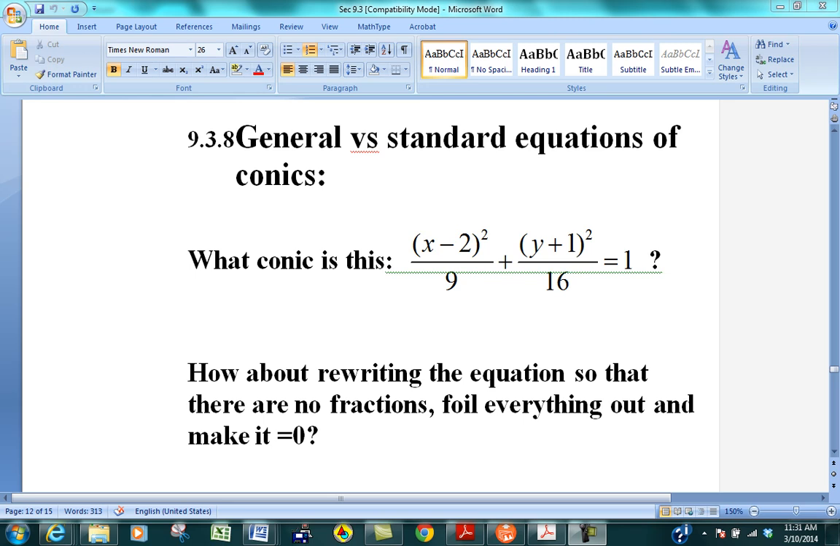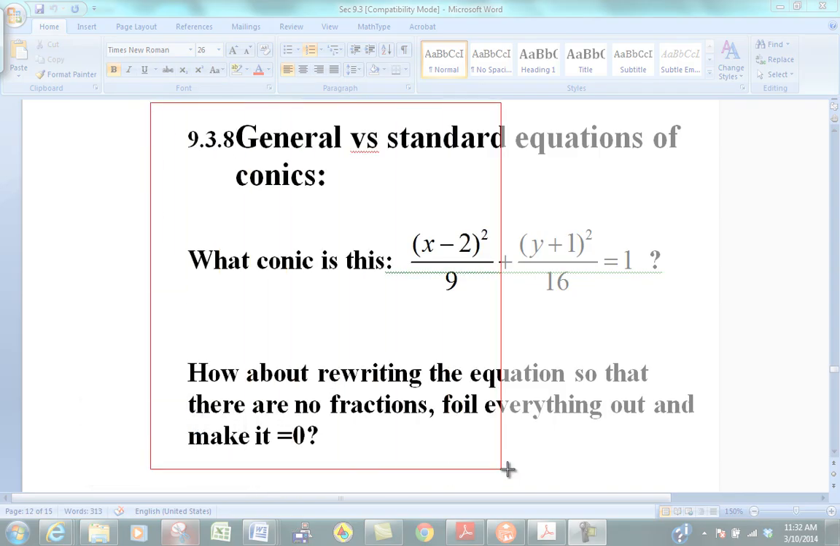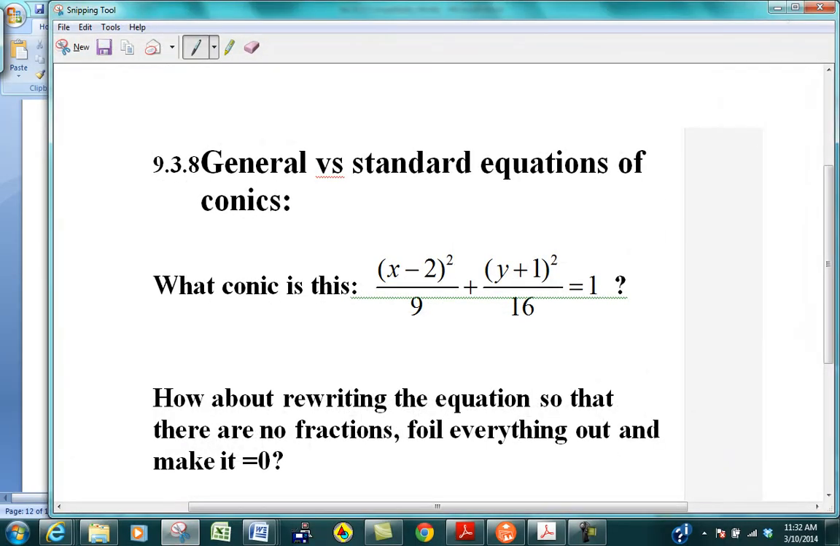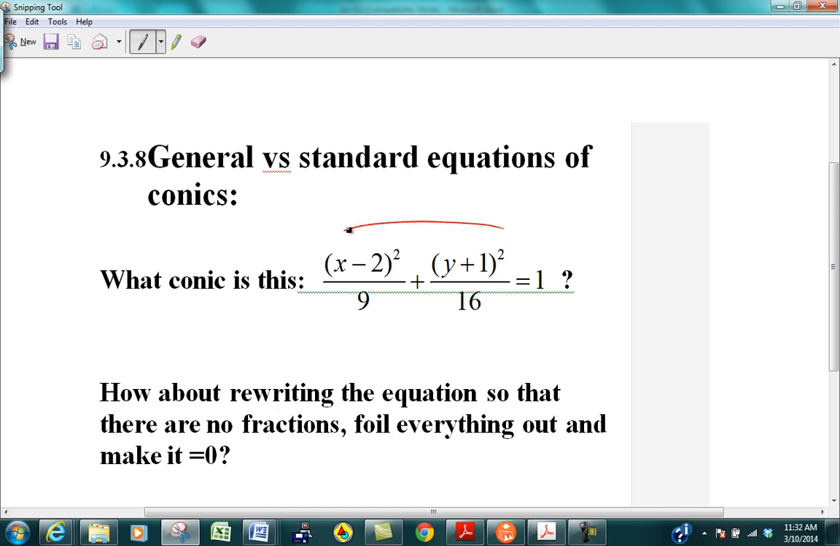So, we're doing the third day of 9.3, and it's about standard versus general equations of conics. To begin with, what is this form that's presented there? Okay, that's standard. So this is standard.